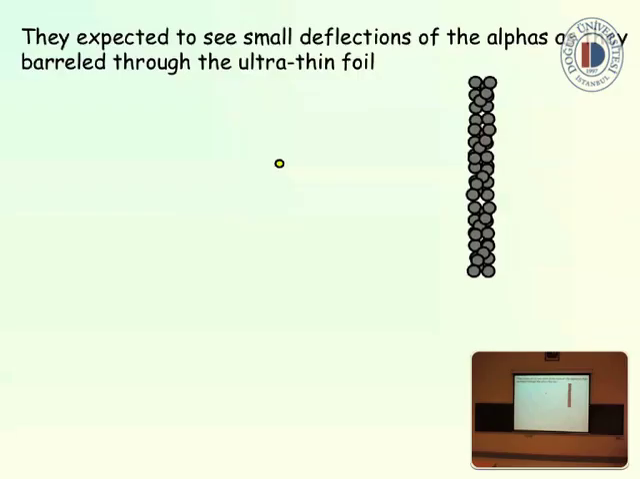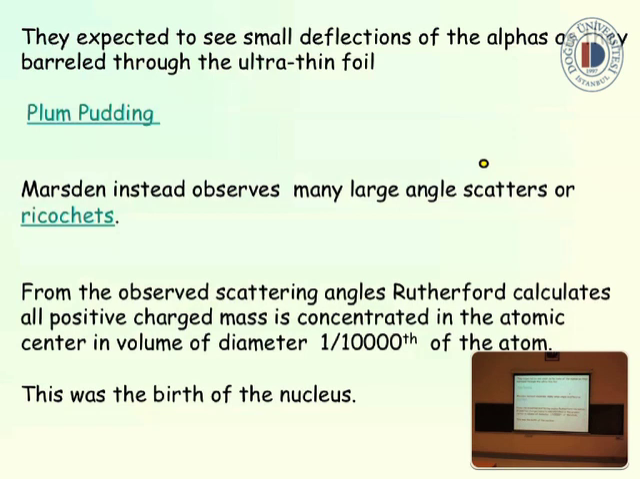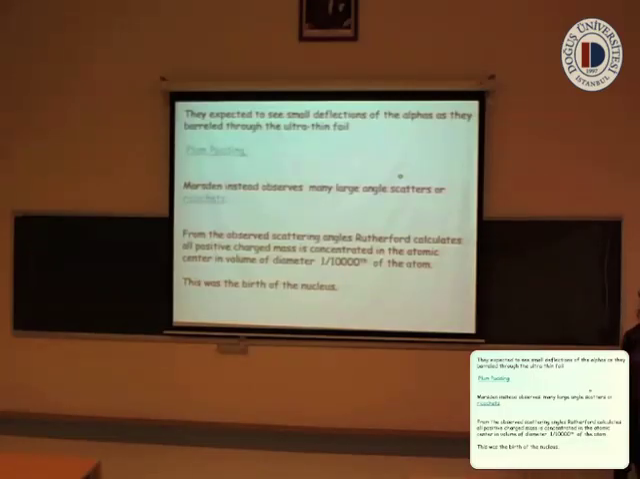So they expected, because they saw that we have this pudding, right? They expected to see small deflection of the alphas as they barrel through the ultra-thin foil. So this is what we expect, right? And let's see what happens. What happens is that Marsden instead observes many large angle scatters or ricochet. And from the observed scattering angles, Rutherford calculated that all positive charge mass is concentrated in the atomic center, in a volume of diameter 1/10,000 of the atom. And this was the birth of the nucleus.